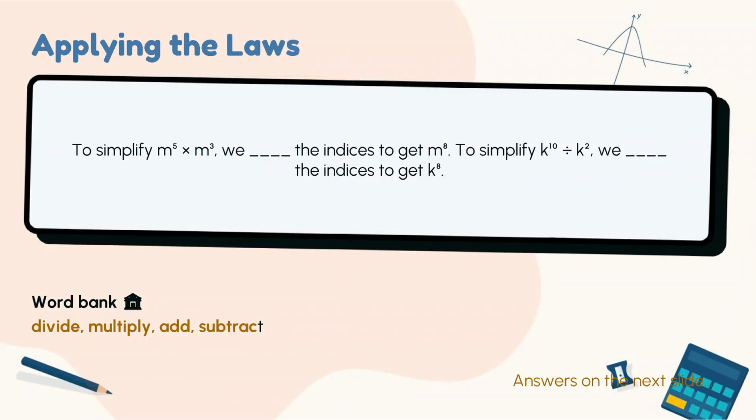Let's apply those laws. To simplify m to the power of 5 times m cubed, do we add, subtract, multiply, or divide the indices? And to simplify k to the power of 10 divided by k squared, do we add, subtract, multiply, or divide the indices? Use the word bank to complete the sentence. Pause the video and try it before checking the answer.